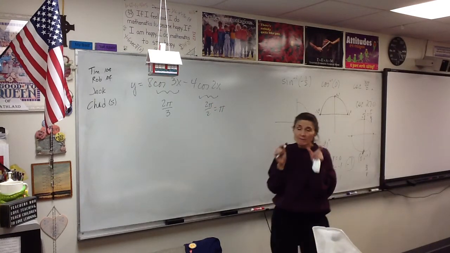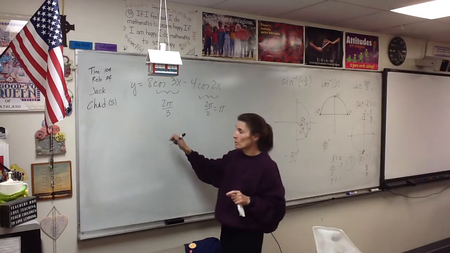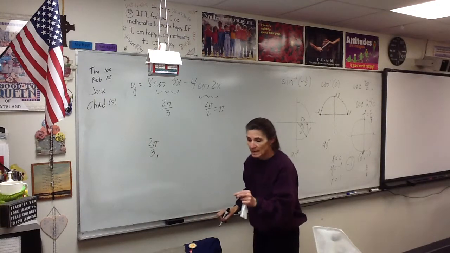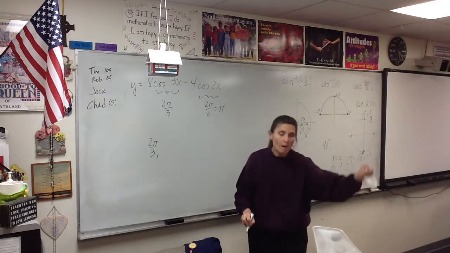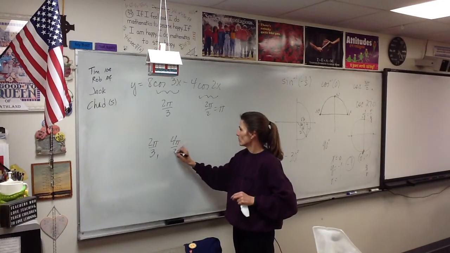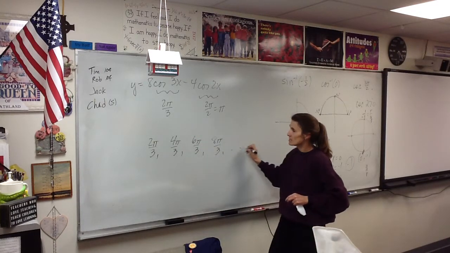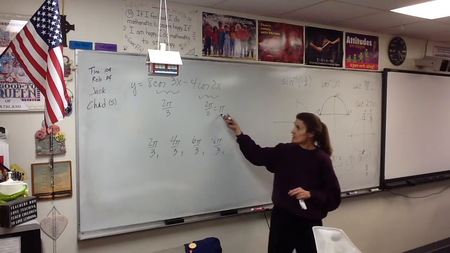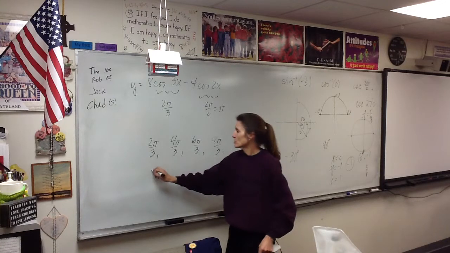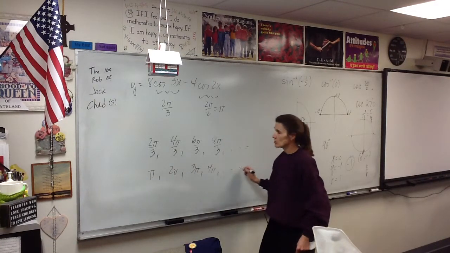So we have the individual pieces of the function. The period of the first one is 2 pi over 3. That means it starts over again every 2 pi over 3. So 2 pi over 3, 4 pi over 3, 6 pi over 3, 8 pi over 3, and so on. This one starts over every whole pi. So pi, 2 pi, 3 pi, 4 pi, and so on.